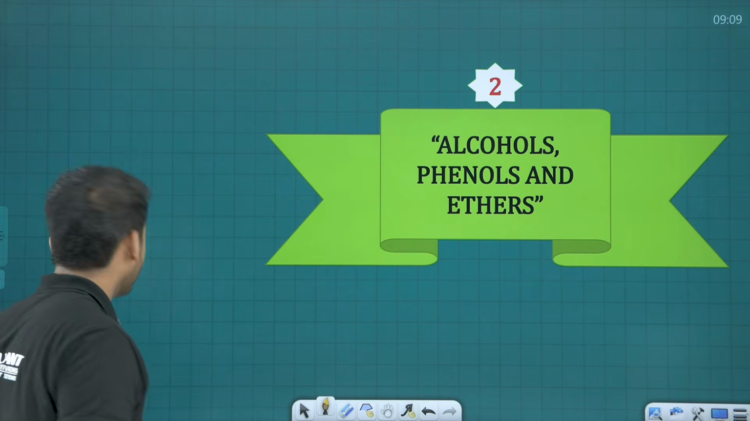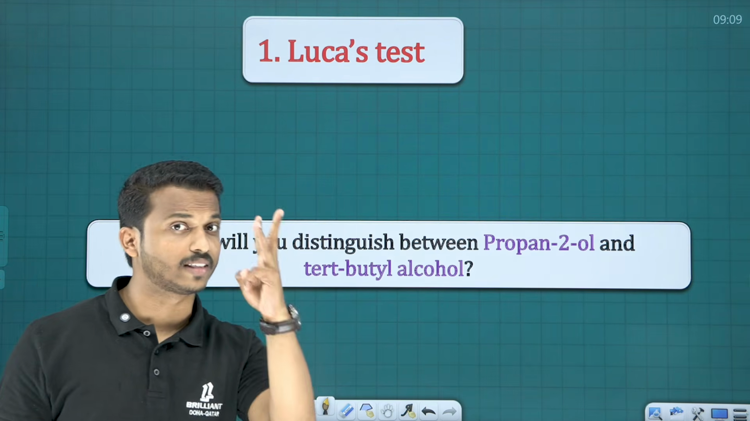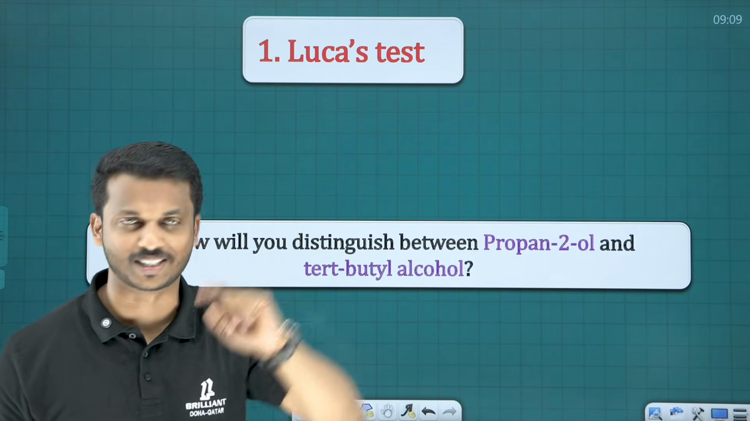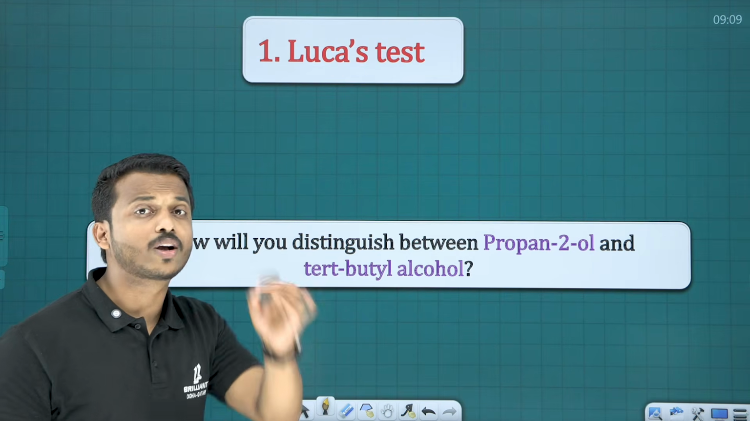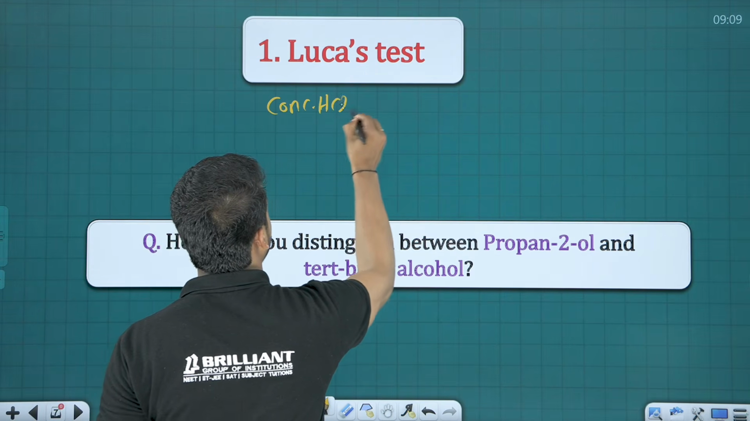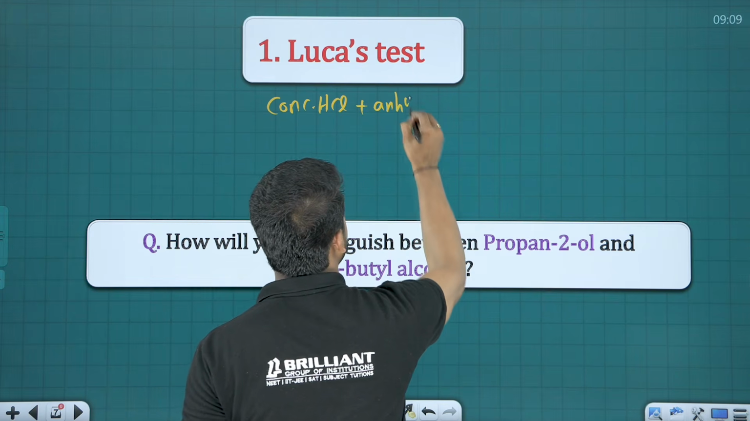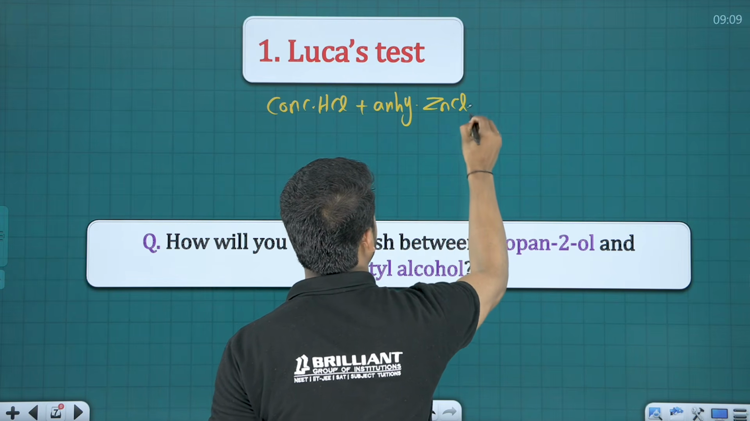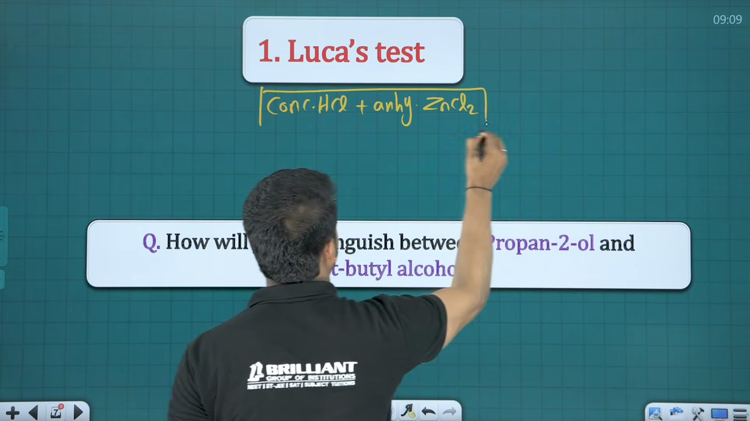What are the distinguishing tests? We have mainly three tests. First one is Lucas test. First of all, what is Lucas reagent? We should know that it is concentrated HCl and anhydrous zinc chloride, ZnCl2. That is called Lucas reagent.